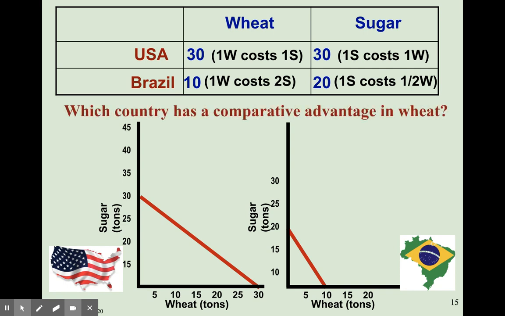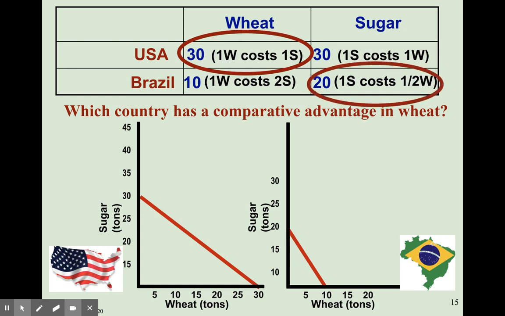Which country has a comparative advantage in wheat? The answer is the US, because they can make one wheat for one sugar, whereas Brazil needs one wheat to make two sugars.